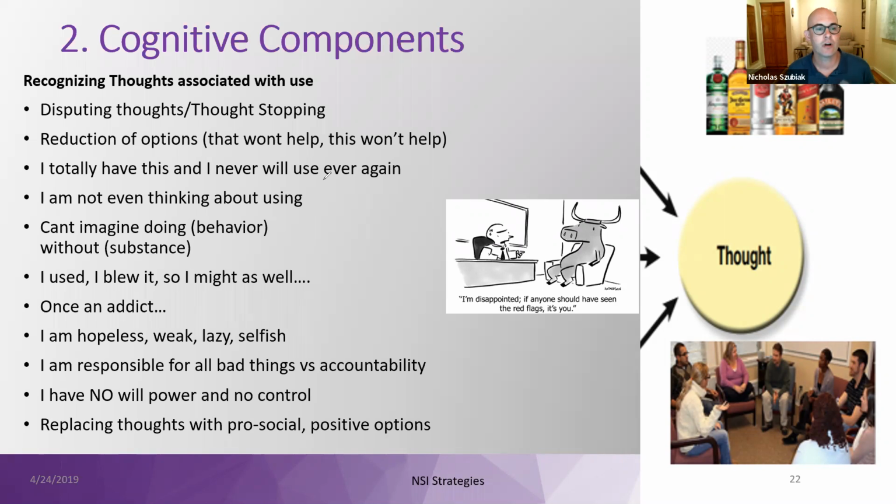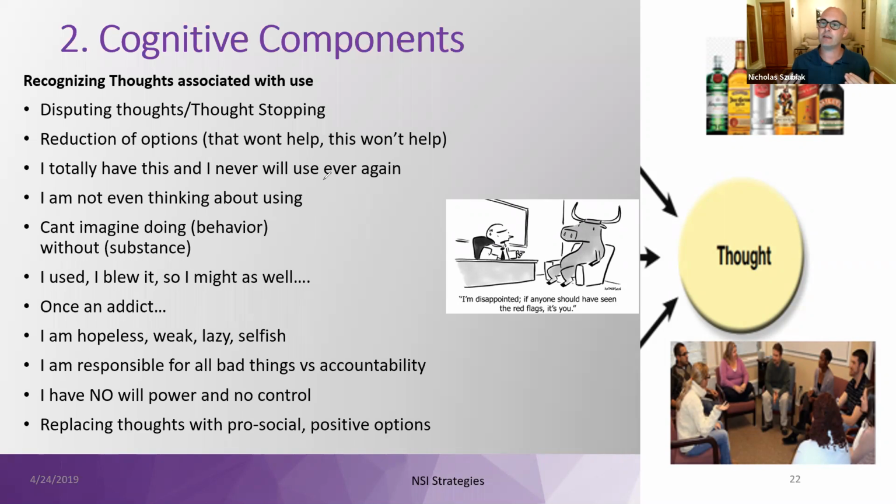Some other danger cognitions that we need to be aware of, some flags that go up for us, is when we hear patients say, I totally got this, I don't have to worry about it, I'm never going to use again, I'm not even thinking about it. Those are, again, versions of globalizing a thought and can put patients in a risky situation, because they then can't utilize their interventions if they feel like they don't need them.